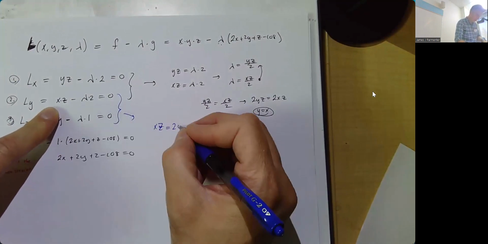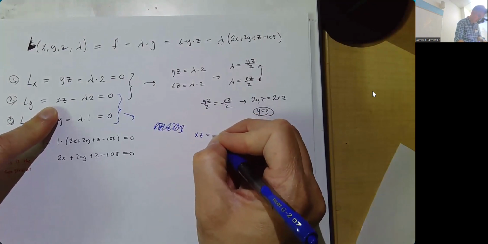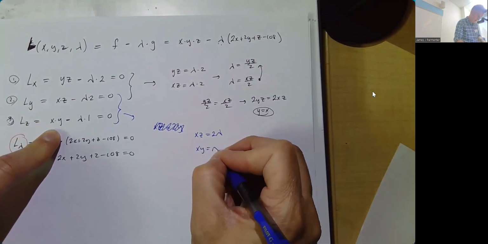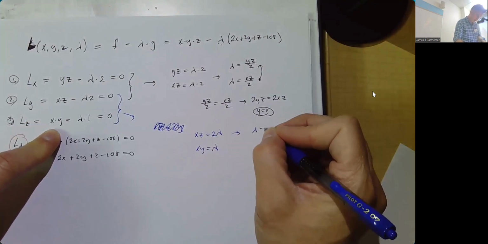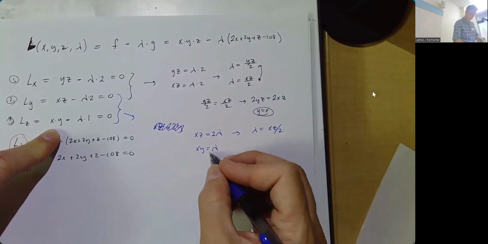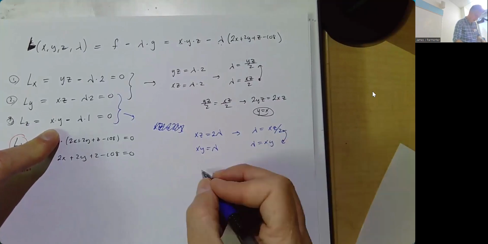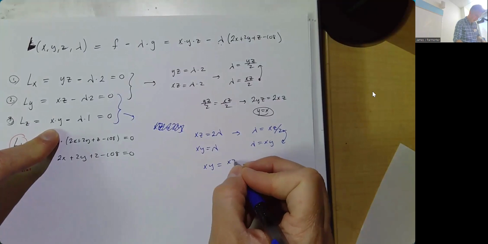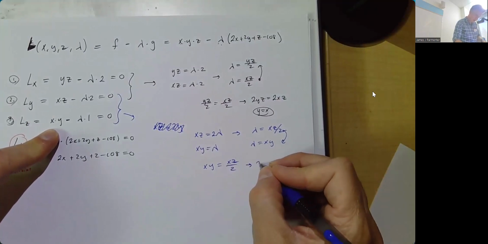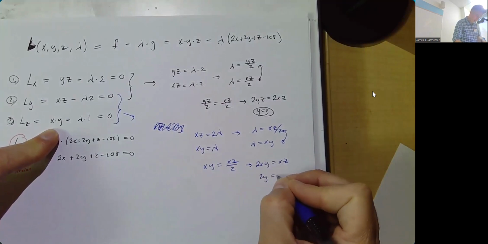Xz equal to 2 lambda, holy smokes. Let's just try that again, James. Xz equal to 2 lambda and xy equal to lambda. So that means lambda is going to equal xz over 2, and lambda is going to equal xy. Setting those equal to each other, you get xy equal to xz over 2. Multiply by the 2, divide both sides by x, and you get 2xy equals xz, or 2y equal to z.